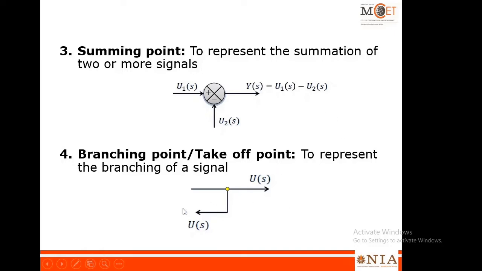There is also something called branching point. Branching point is nothing but a takeoff point. That is, if you have a main line with the signal U of s flowing, and when you tap a line like this, that means that in this line also there is a signal U of s, and this U of s can be given to any other subsystem. So this branching point is used for tapping the signal. This is called as branching or even a takeoff point. So these are the four elements involved in the block diagram.